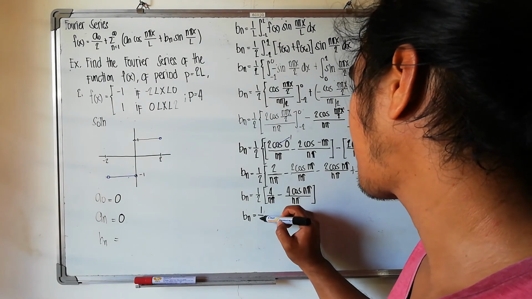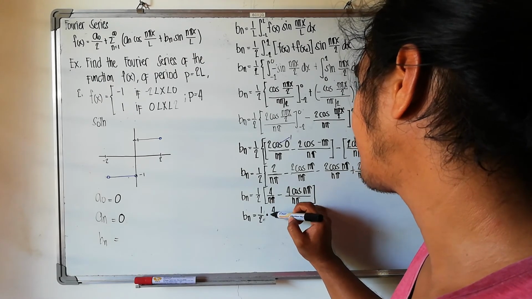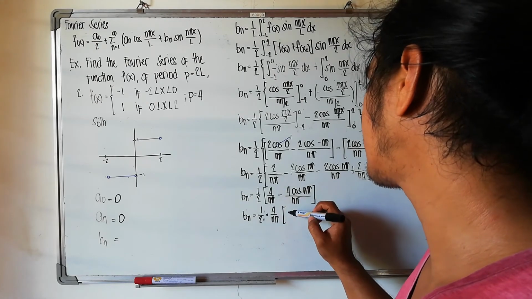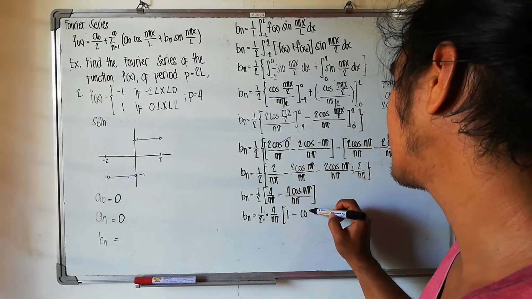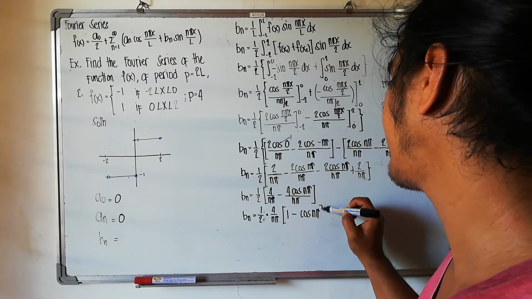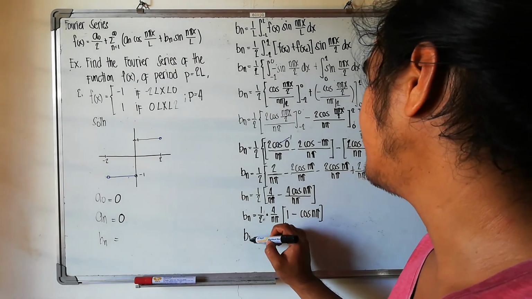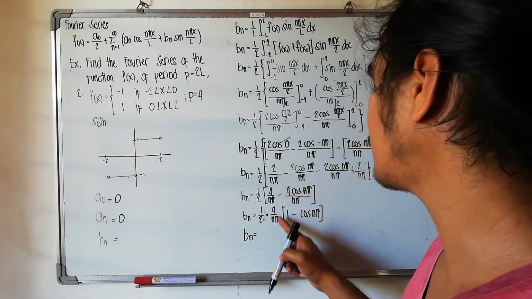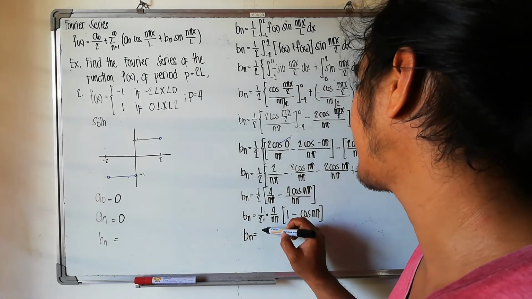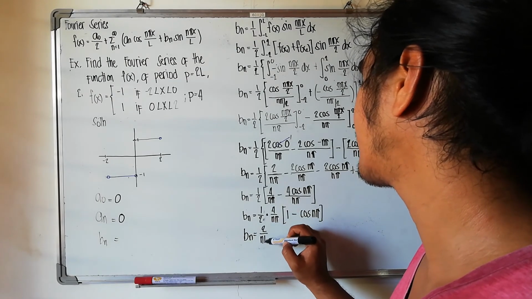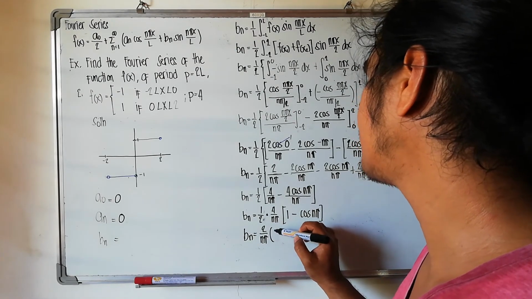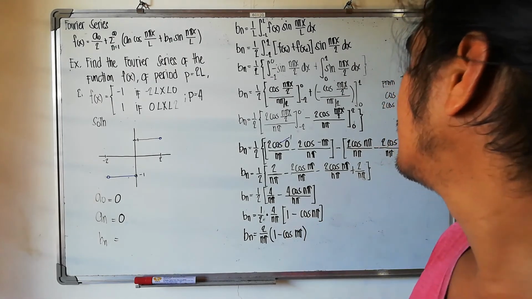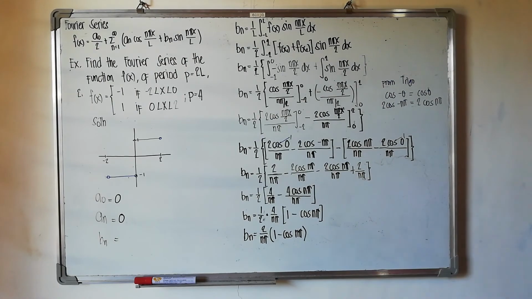1 half times 4 over n pi times, factor out, so 1 minus cosine n pi. So your b sub n is equal to 1 half times 4 over n pi, so that will be 2 over n pi times 1 minus cosine n pi. So this should be your b sub n.